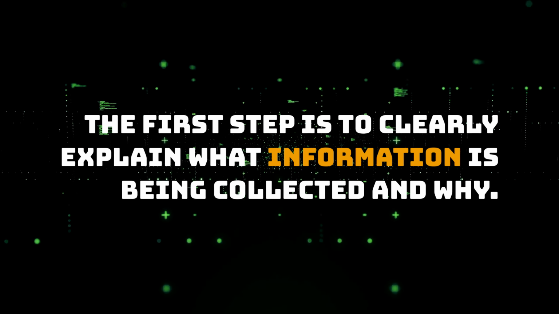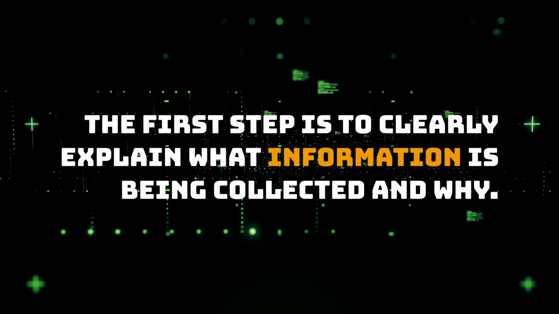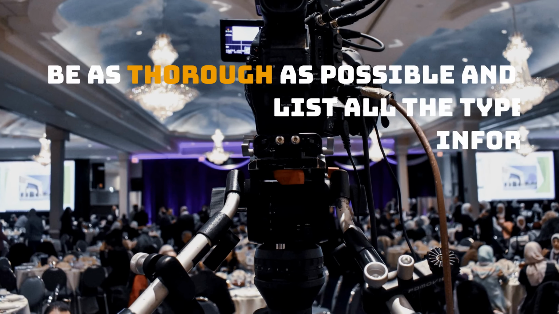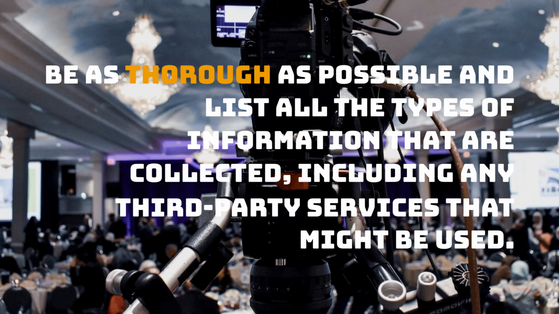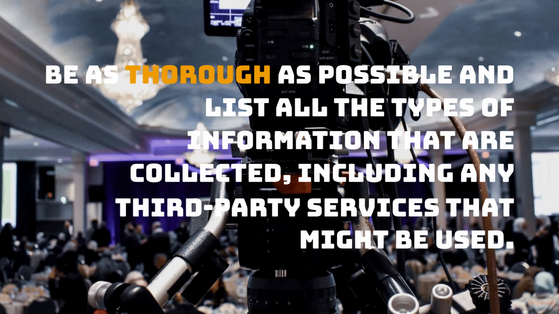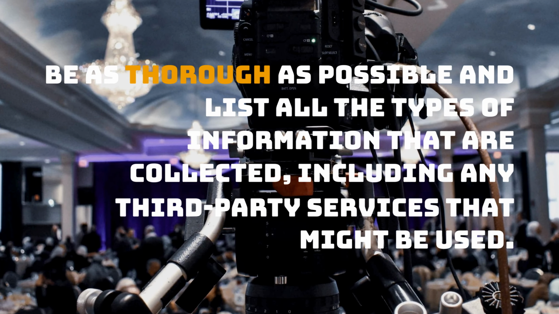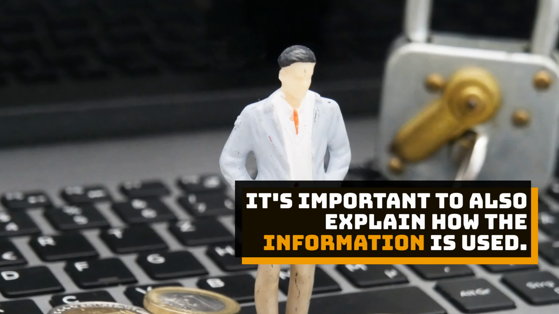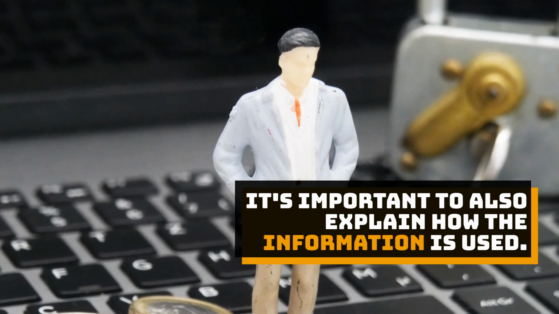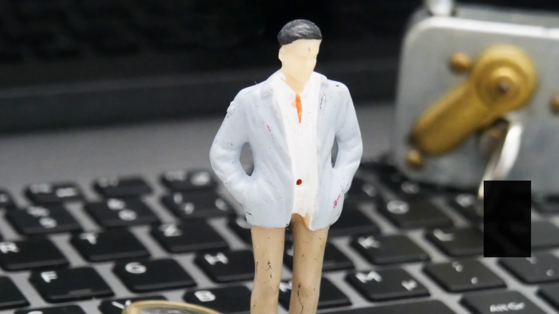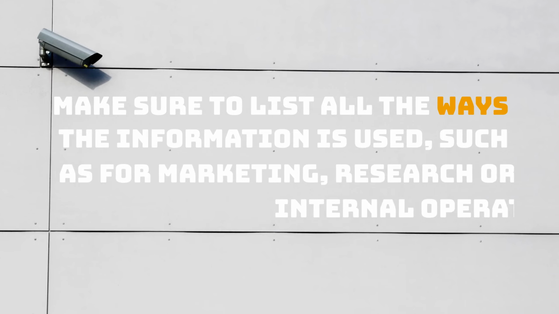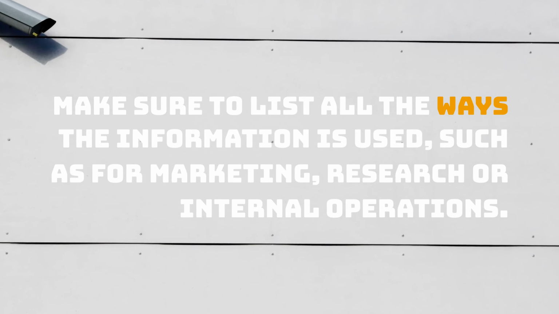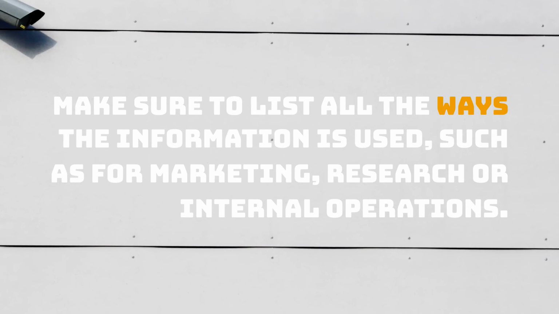The first step is to clearly explain what information is being collected and why. Be as thorough as possible and list all the types of information that are collected, including any third-party services that might be used. It's important to also explain how the information is used. Make sure to list all the ways the information is used, such as for marketing, research, or internal operations.